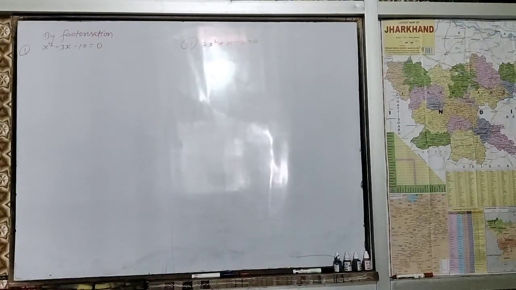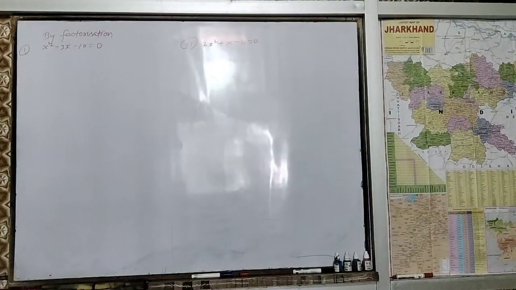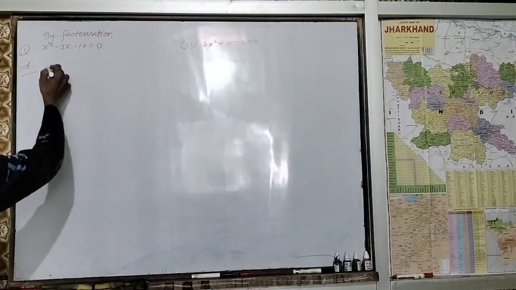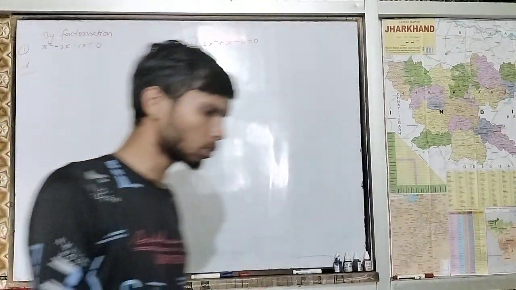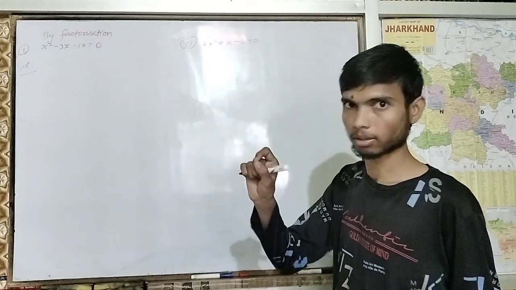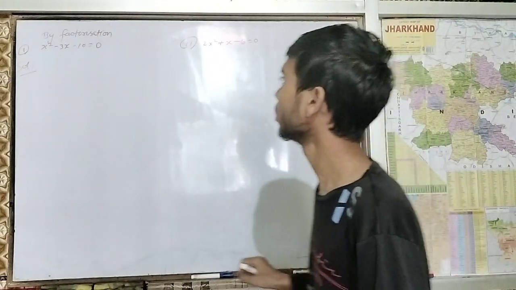This is question 2. Let's solve it quickly. It says to solve it just by using the factorization method. Find the value of x. So here we use the factorization, or splitting the middle term, method.